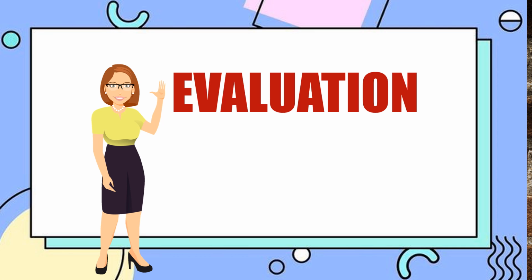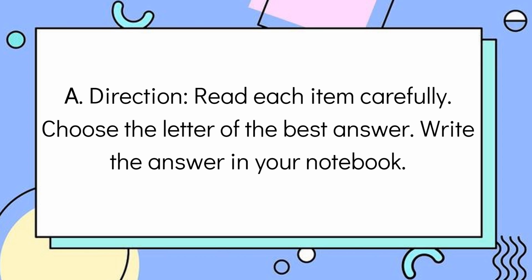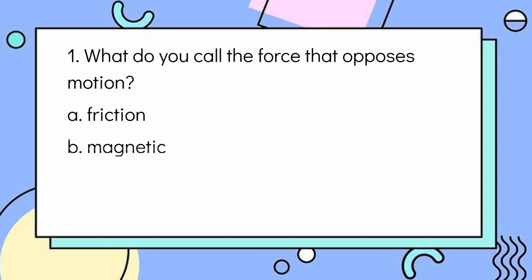Wow! You're about to finish the lesson. Please try to answer the last activity in the evaluation. Read each item carefully, choose the letter of the best answer. Write the answer in your notebook. Number 1. What do you call the force that opposes motion? A. Friction. B. Magnetic. C. Applied. D. Gravity.